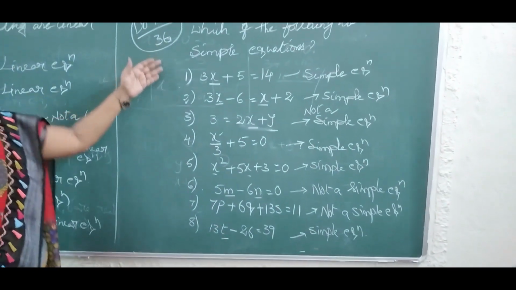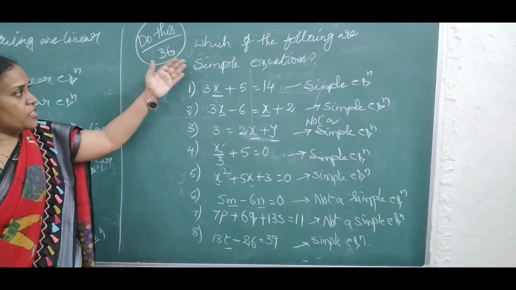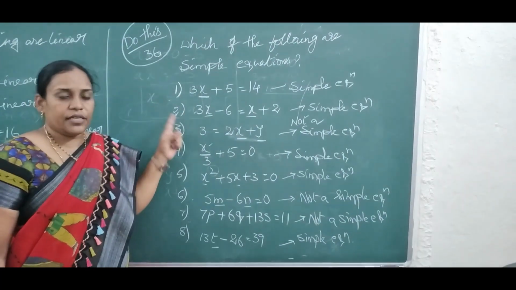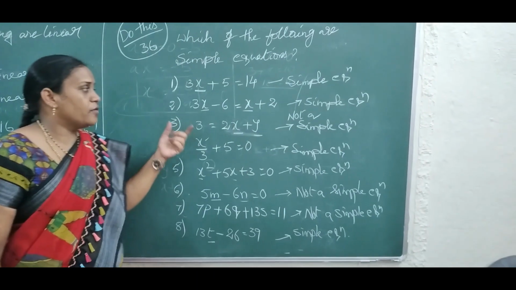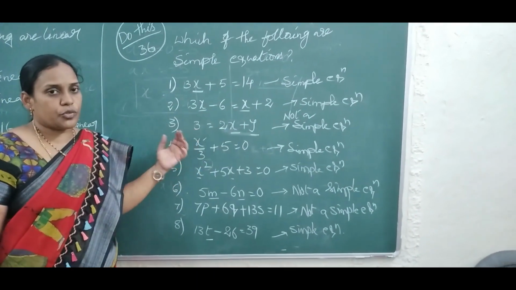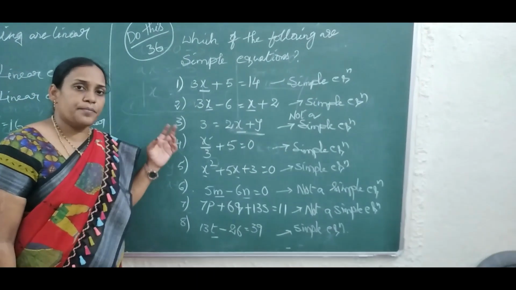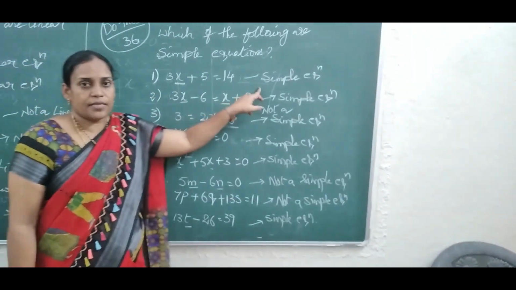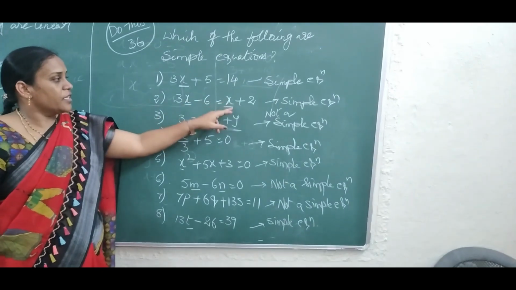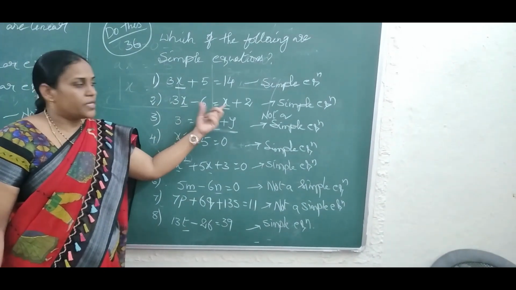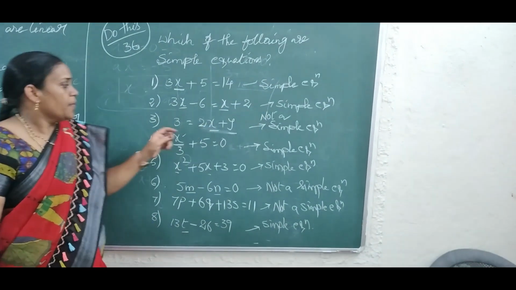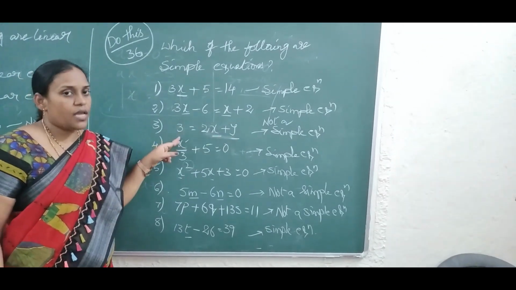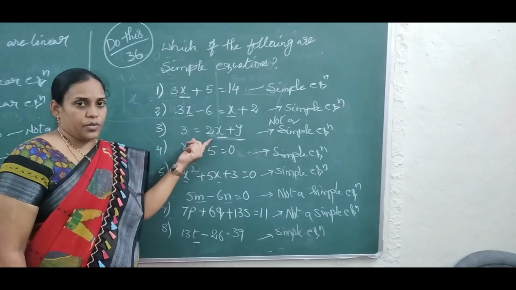Okay students, observe the following. Which of the following are simple equations? Only one variable is there, that is a simple equation. If you have more than one variable, that is 2 or 3 variables, it is not a simple equation. Here x is there, only one variable, so it is a simple equation. Here in these two, x only is there, so it is a simple equation. In this equation, x and y are there, so it is not a simple equation because two variables are there.